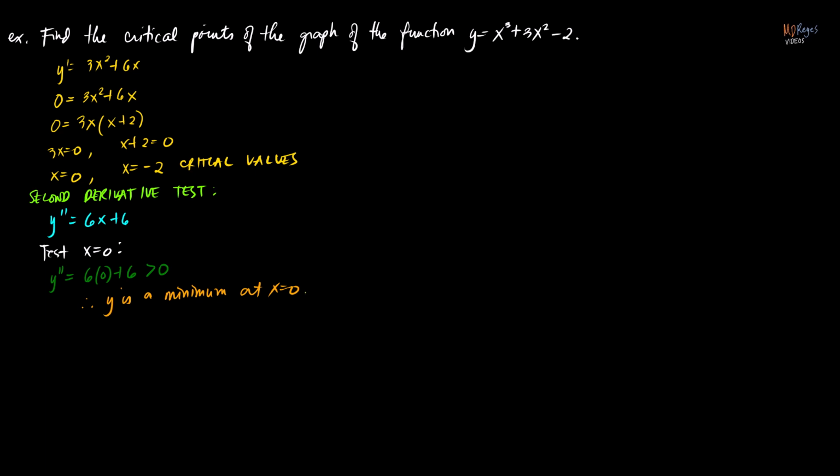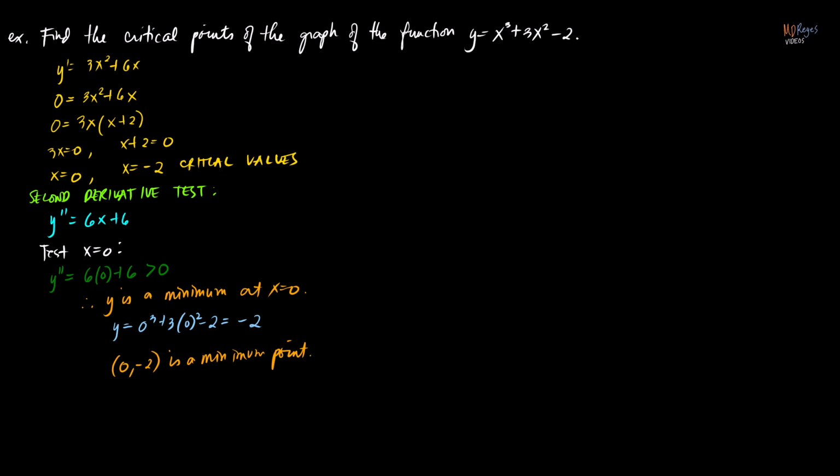And then since we want the critical point, we need to find the y-coordinate of the minimum point whenever x equals 0. y is equal to 0 cubed plus 3 times 0 squared, from the original function, minus 2. So y equals -2. Therefore, the point with coordinates (0, -2) is a minimum point. All right, we have the same conclusion, but a different solution.